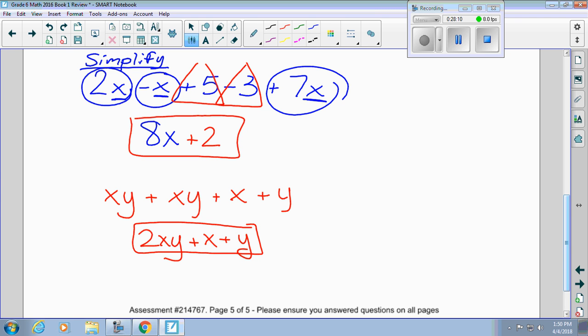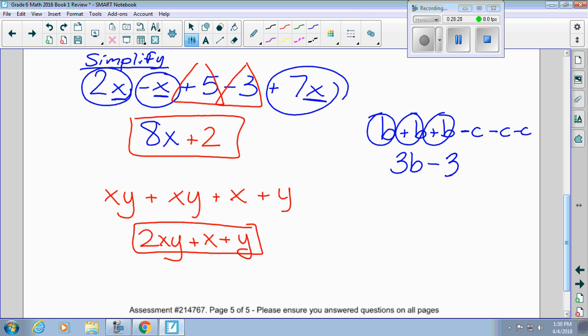Another quick example. Let's do b's and c's. So ab plus ab plus ab minus ac minus ac minus ac. You can combine these three. We have 3 b's, and I have 3 c's, but I'm subtracting all of those c's, so I'm going to subtract 3c. These can't be combined because they are not like terms.